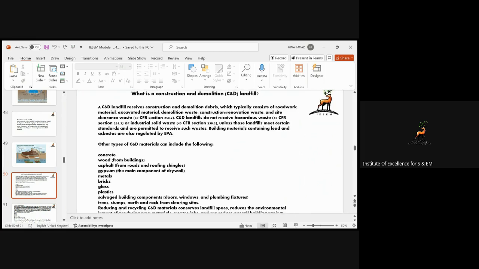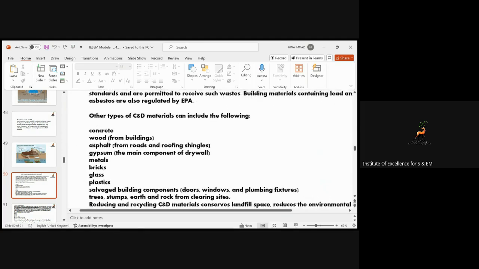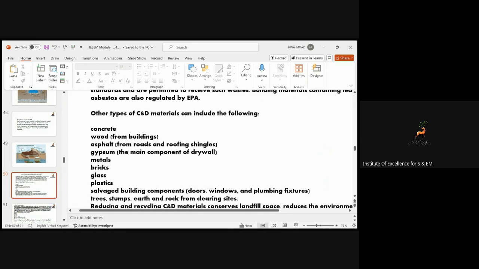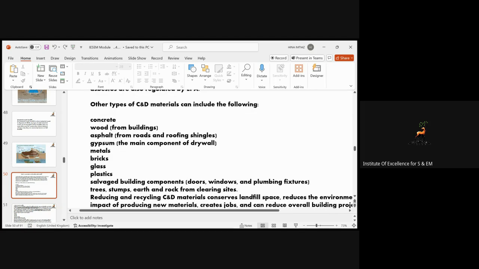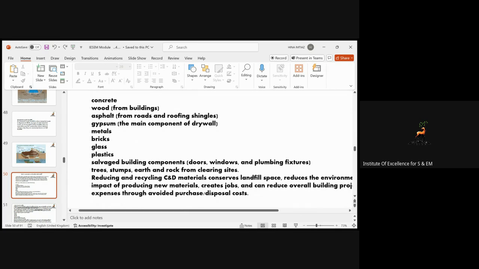So a construction and demolition landfill receives the construction and demolishing debris, which typically consists of roadwork material, excavated material, demolishing waste, construction and renovation waste, and site clearance waste. And this type of waste must have the following materials. For instance, if you want to dispose of concrete, wood, asphalt, gypsum, metal, bricks, glass, you can adopt the industrial landfill.